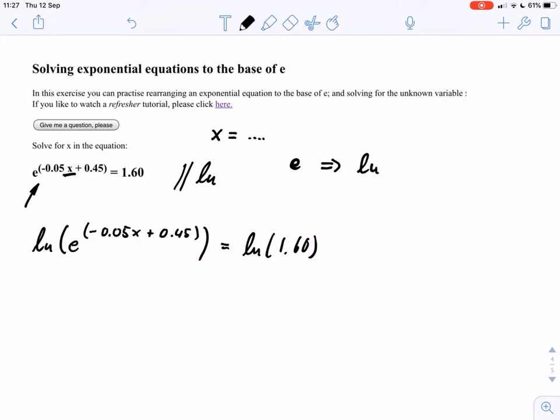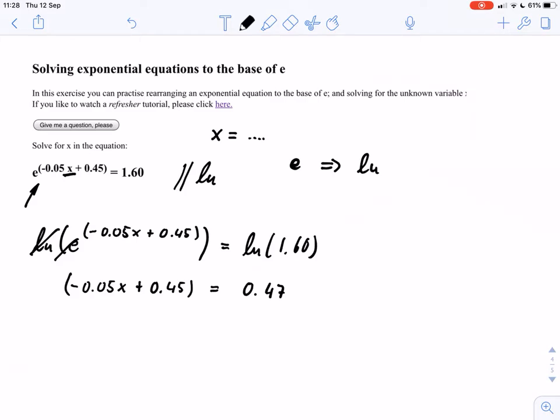1.06. And we know that ln and e are the inverse operations, so they eliminate each other. And what we get is minus 0.05 x plus 0.45 equals ln 1.06. And for that we can employ our calculator, and ln 1.06 is exactly 0.47.